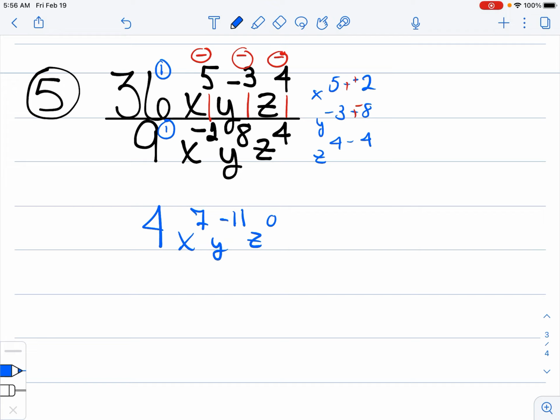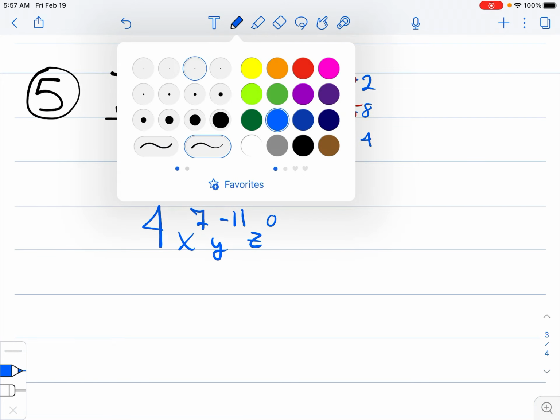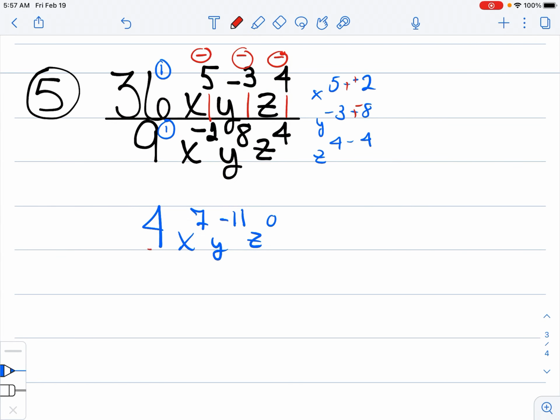I'm going to pause for a minute and let you guys finish this problem. Okay, so the first thing we need to do, there's actually 2 steps to go. So the first thing we need to do is move base y to the bottom of our fraction because it has a negative exponent. So I'm going to have 4x to the 7th, z to the 0 power, over y to the 11th power.